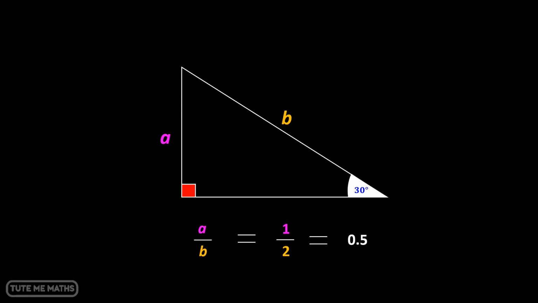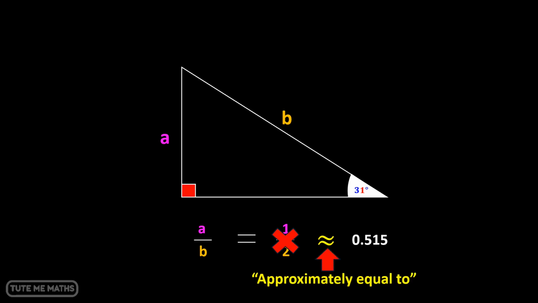But once we change the angle, even just a little bit, the ratio no longer equals exactly 1/2. At 31 degrees, it's now about 0.515. And for 30.1 degrees, it's about 0.5015, very close to 1/2. Fortunately, all the correct values for any angle have been worked out, and they are stored in your calculator. We will see where later.